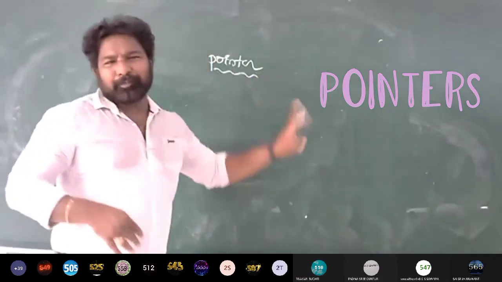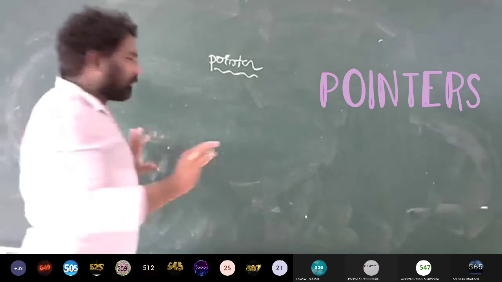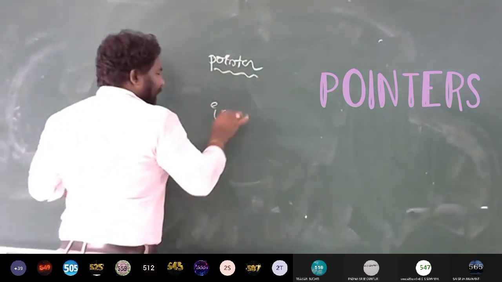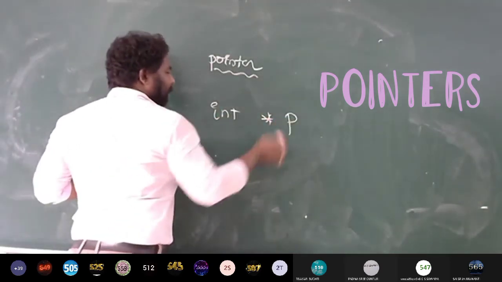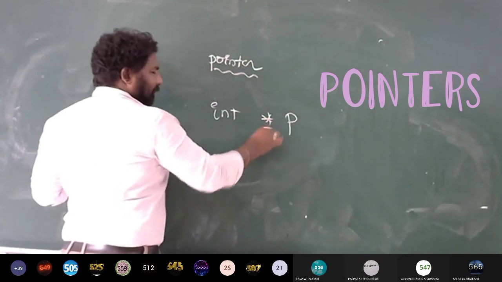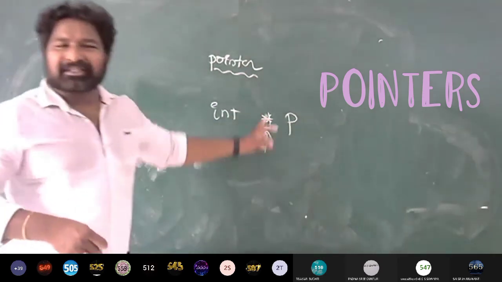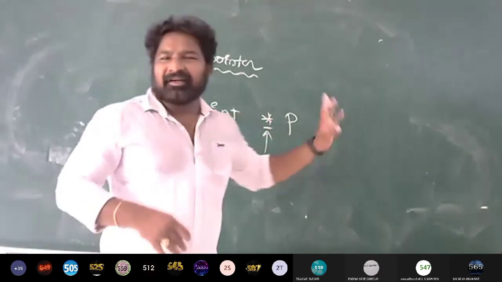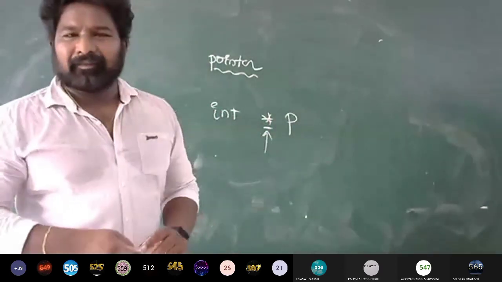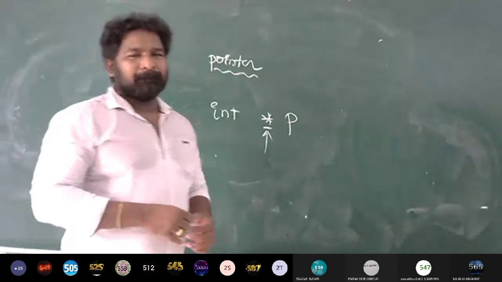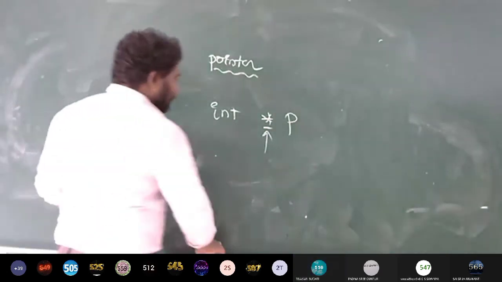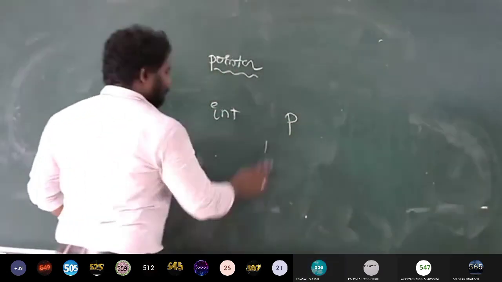So first of all, what is a pointer? Okay, how do I create a pointer? I'll create a pointer with the star, star p. This is asterisk or star. When I use star in a declaration, that is a pointer, right? Yes, sir. If there is no star, what is it?